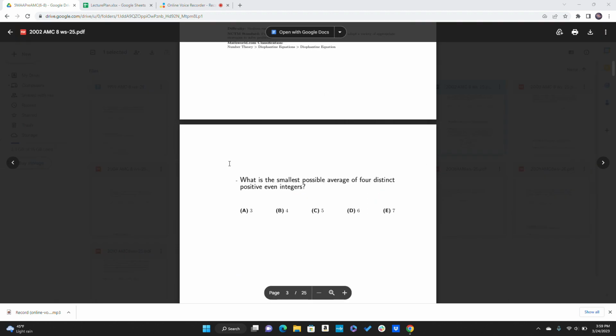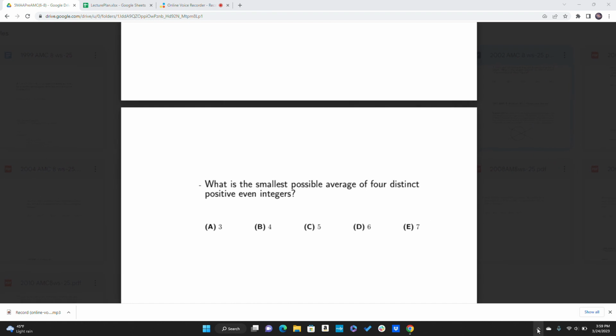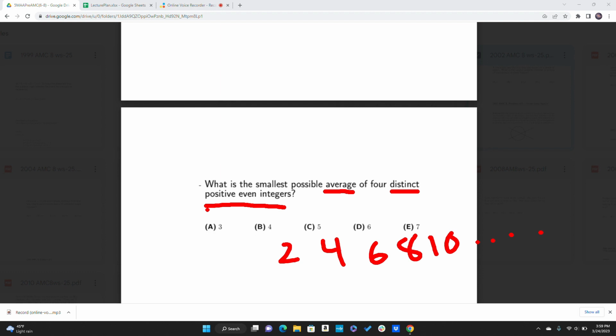Okay, what's the smallest possible average of 4 distinct positive even integers? Okay, that's a lot of terminology, right? So let's break down some definitions. So we want average, and we need 4 distinct, important to remember, positive even integers. Right, so it needs to be bigger than 0, it needs to be a multiple of 2, and they need to be 4 different ones. Right, so here are options. We have 2, 4, 6, 8, 10, on and on and on. Those are even integers that are positive.